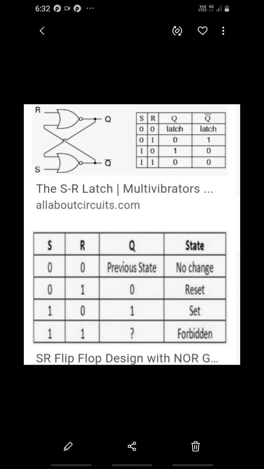The next, the truth table of the RS latch by using the NOR gate as shown in above PPT. So here whenever input is 0 0, then it state is no change. And when 0 1, the state is reset. And when 1 0, the state is set. And when both the inputs are 1 1, then state is forbidden, means invalid state, inactive state.